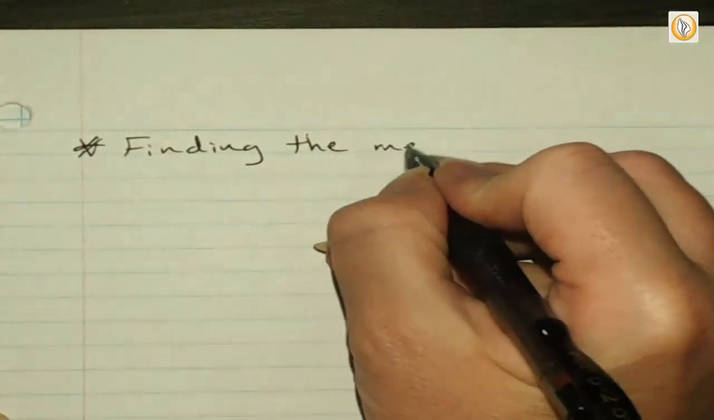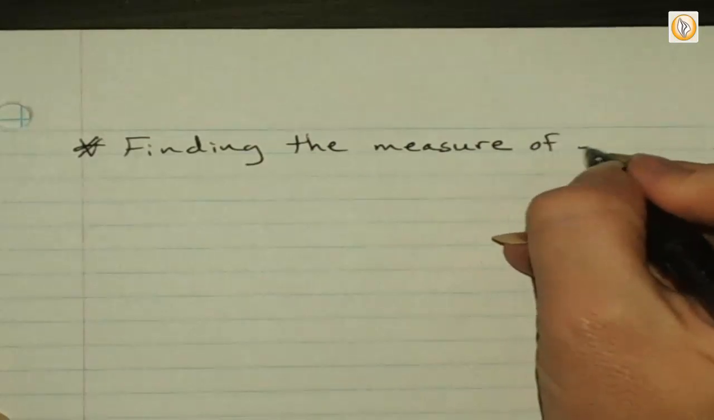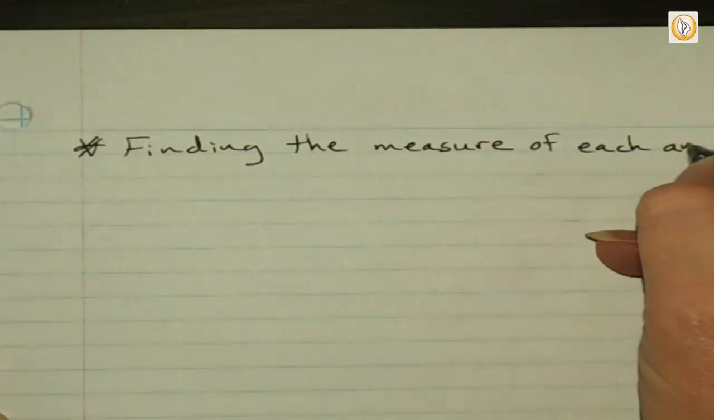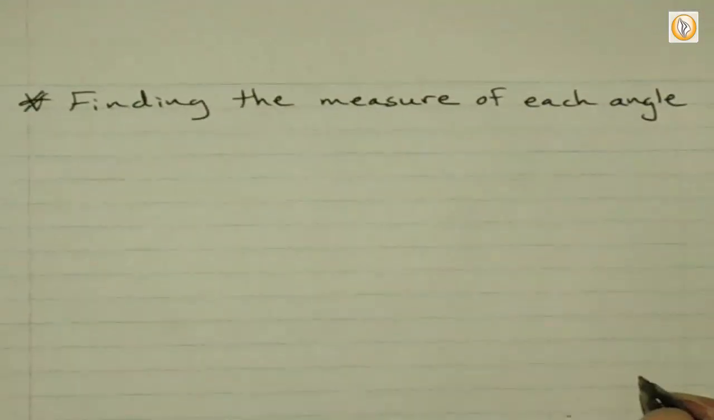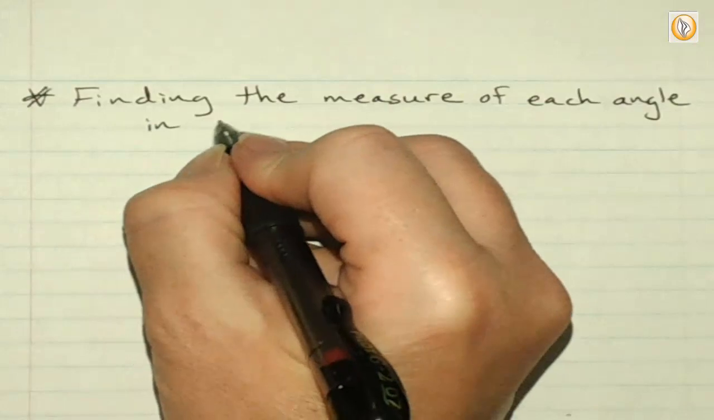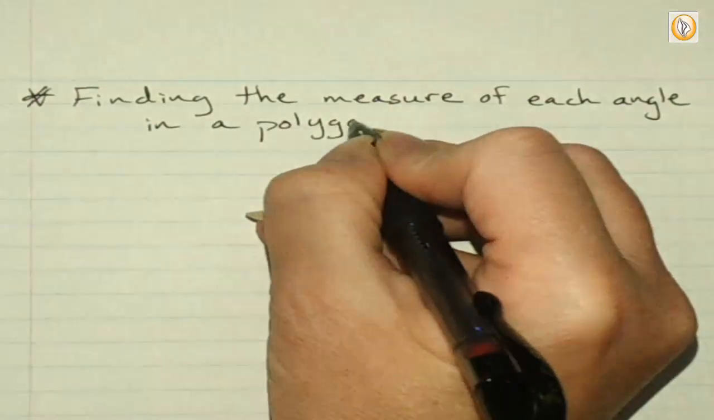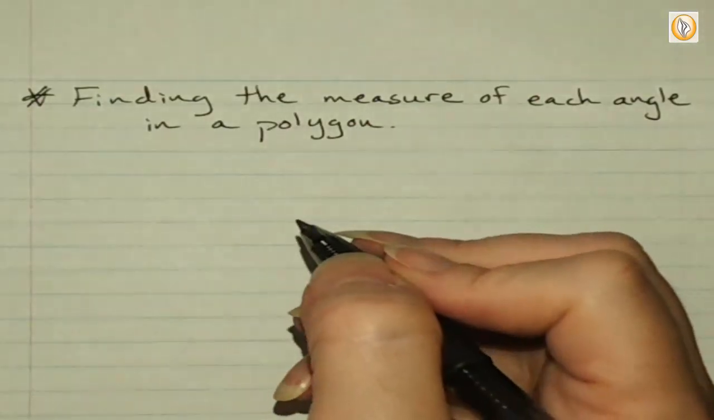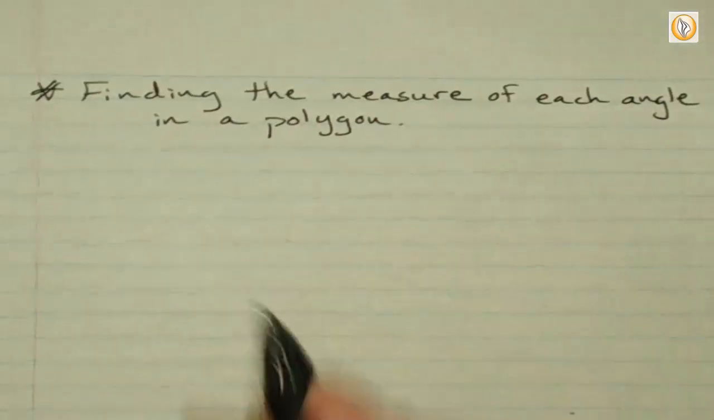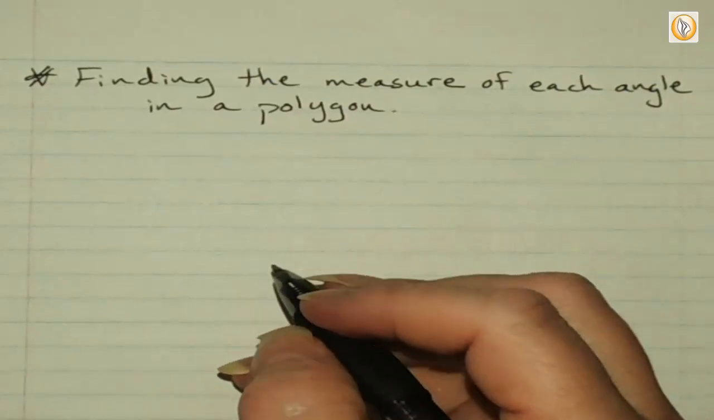Finding the measure I didn't do that, but okay. I said we will be. Finding the measure of each angle in a polygon. That's not what I meant. I mean, in the word. My word is good. Not bad.